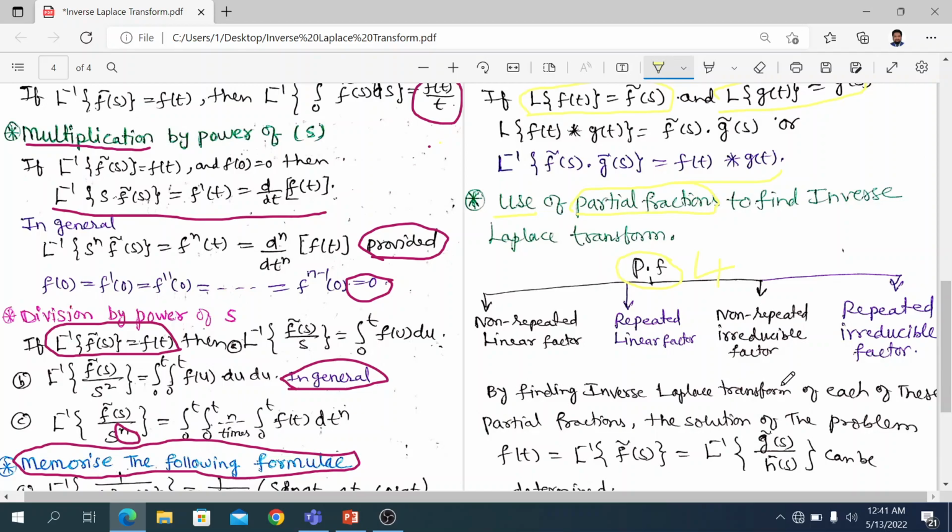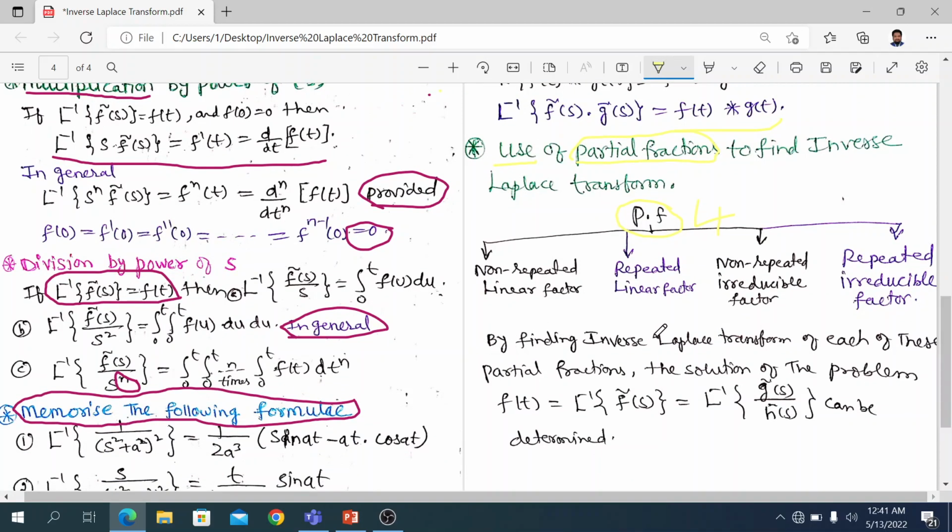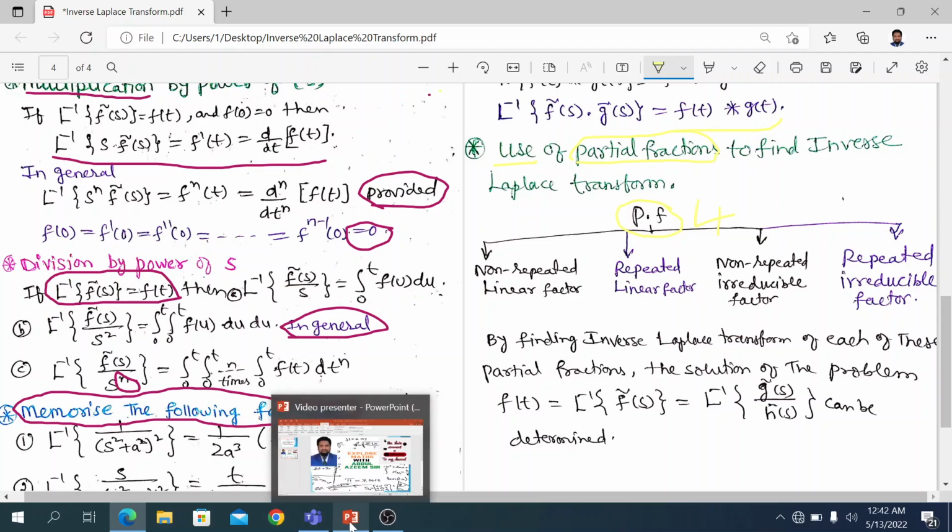By finding the inverse Laplace transform of each of these partial fractions, the solution of the problem f of t, which is equal to Laplace inverse of F of s, equal to Laplace inverse of g of s by h of s, can be determined. So this concludes the formulas and first part of inverse Laplace transform.